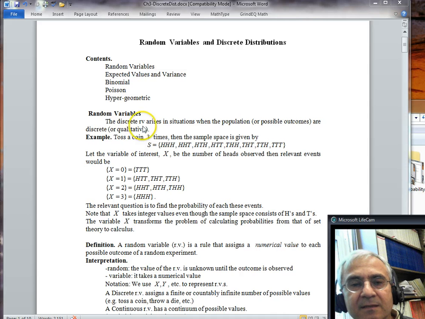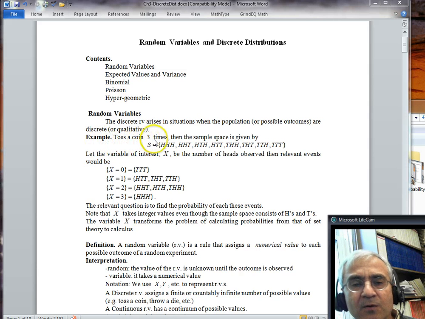The discrete random variable, RV for random variable, arises in situations when the population or the possible outcomes are discrete or qualitative. Again, we talked about these in data analysis, so you want to review that material. Let's talk about this special case.